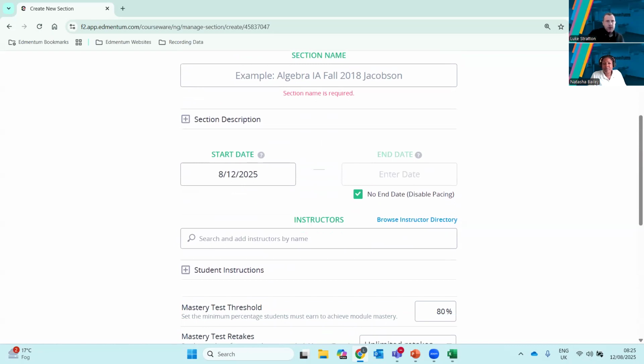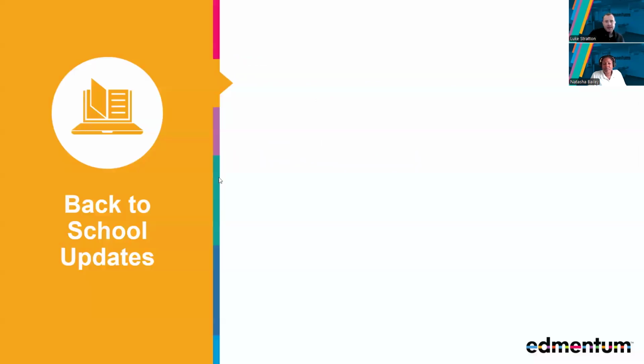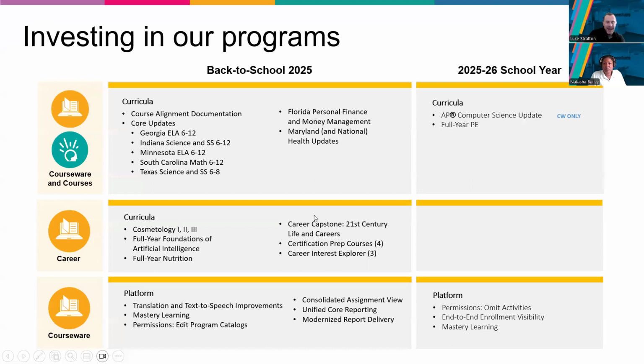So let me go into here. Okay, what should you expect, as well as that very brief look you've just seen? This is our roadmap. You'll see here for our back to school 2025 what's in, specifically with Courseware and courses within our career library, and then our Courseware alone at the bottom. At the top is more curriculum based.